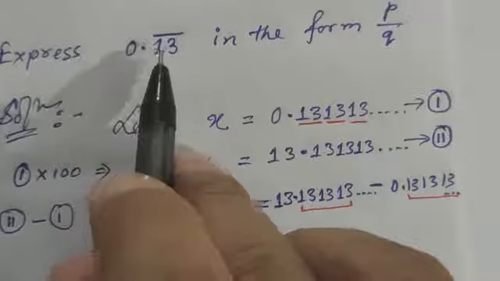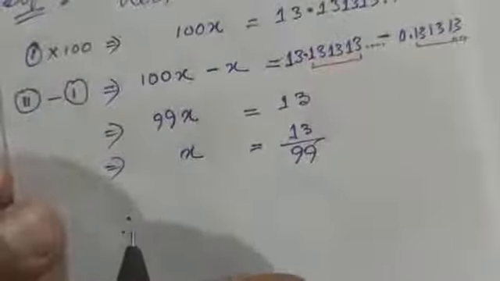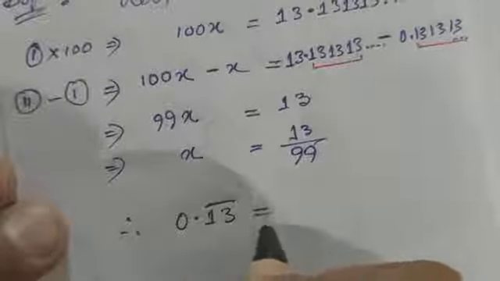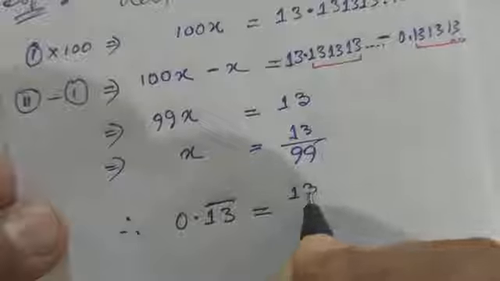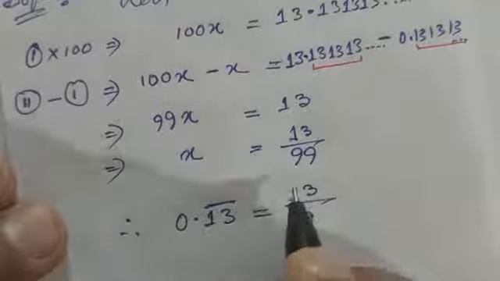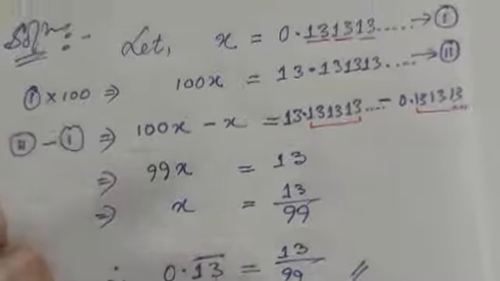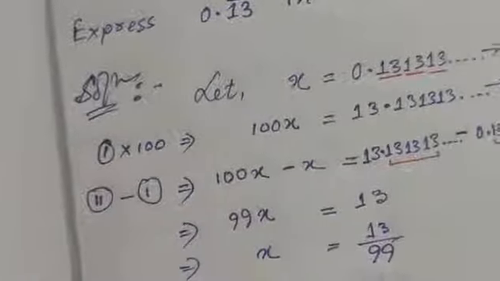X was considered as this, and this was the question, that means 0.13 bar. Therefore, 0.13 bar can be expressed in the form 13 by 99, which is the fraction form, that is p by q form. So these are the two simple solutions that we have discussed in this video.